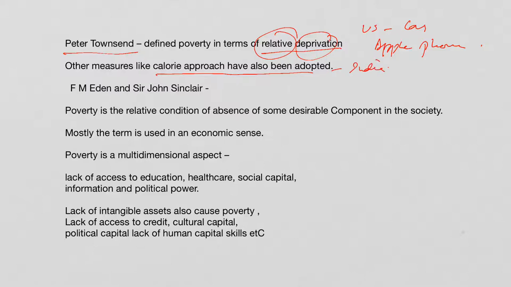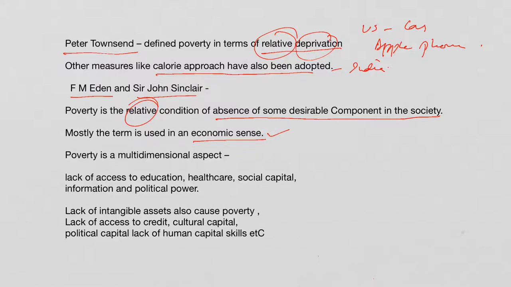The other thinkers are F.M. Eden and Sir John Sinclair. They have said that if there is a relative condition of absence of some desirable component in society, then there is poverty. That is also with respect to relative. Absence of some desirable components in society, then the group is poverty driven. Okay, and mostly everybody talks about poverty in terms of economic sense. We can add this point also.